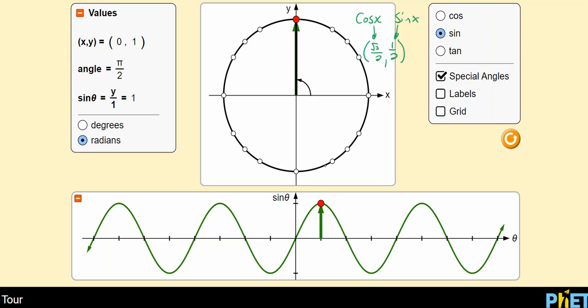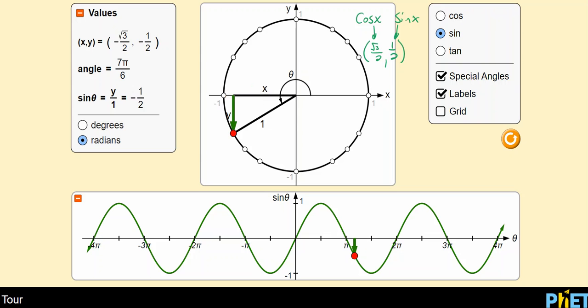Notice where these things happen, right? We're going to have a peak at pi over 2. And that makes sense, right? That's when it's all y, right? The y is at 1 at that point. And then we're going to be back down to 0 at pi, right? So this would be the point pi. Oh, I could probably put that label on. There you go. So you can see pi there now.